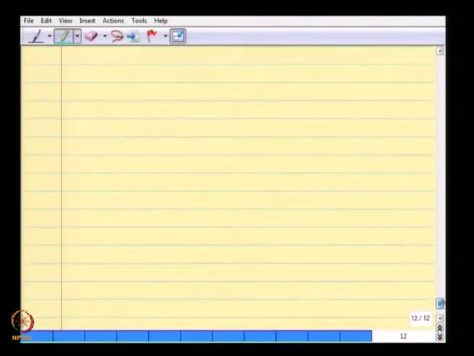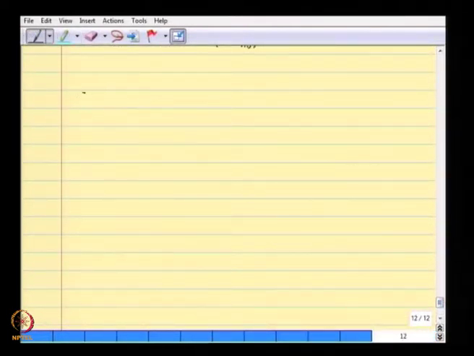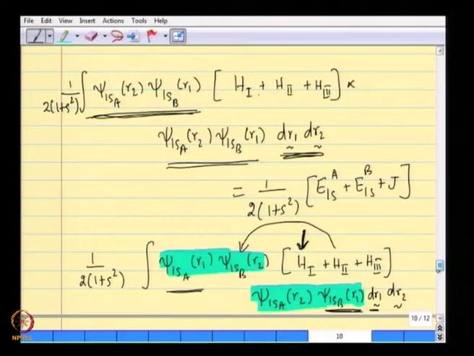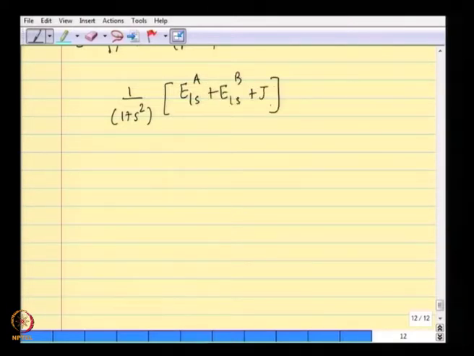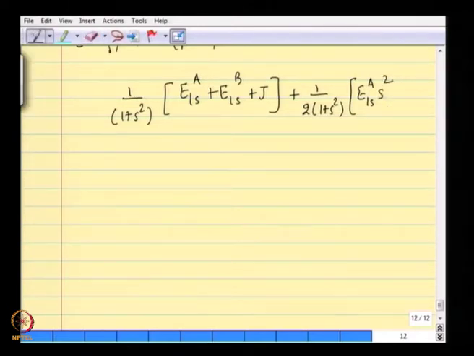So, the answer for the second group of terms is the energy now, again partly, if you go back to the expression here, we had E1s A, this is into 2, so we should write 1 by 1 plus S square (E1s A plus E1s B plus J), that is for the first 2 terms, and now what we have is 1 by 2 into 1 plus S square (E1s A S square, sorry, plus E1s B S square plus K).